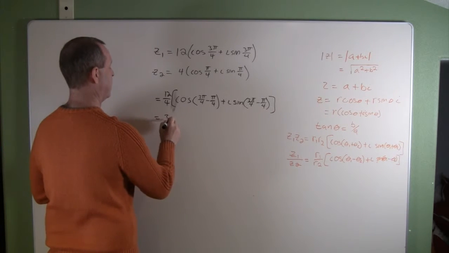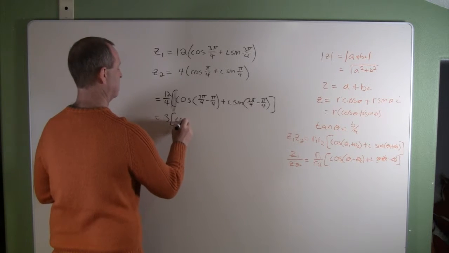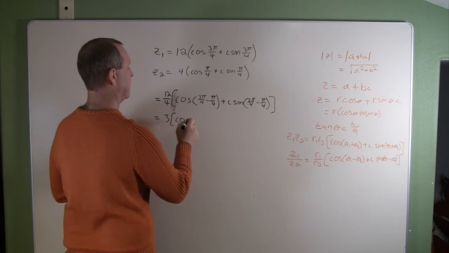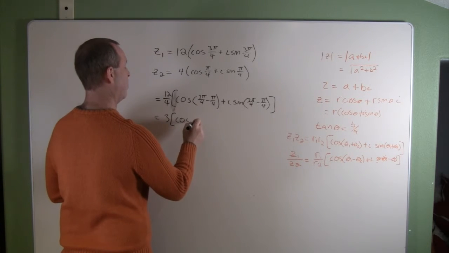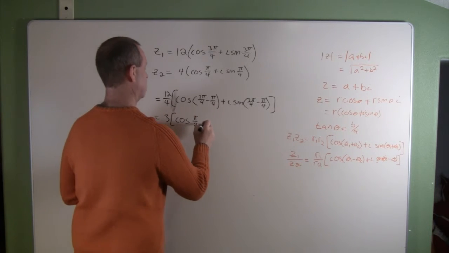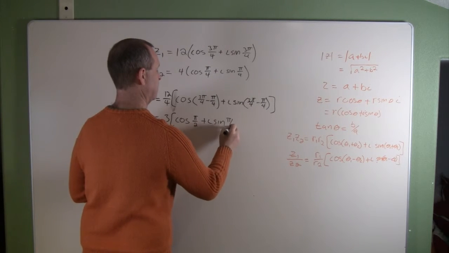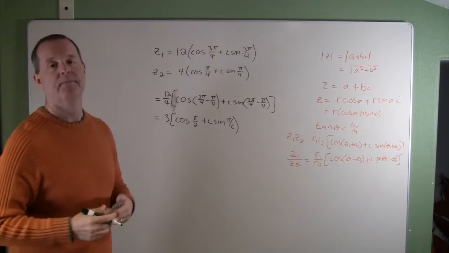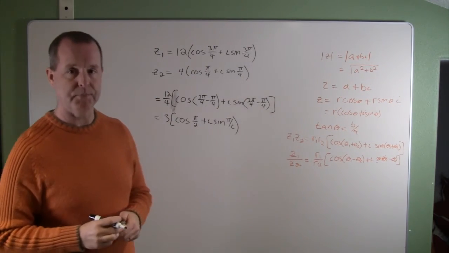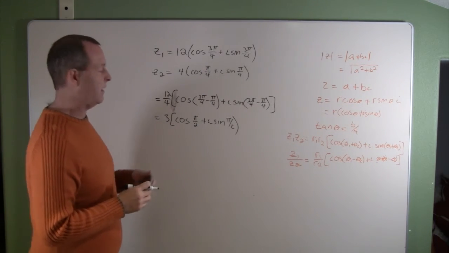12 divided by 4 is 3 times the cosine. 3/4 pi minus 1/4 pi gives me 2/4 pi, or 1/2 pi. And there we go. I was able to find the quotient of 2 points in the complex plane that are written in polar form.